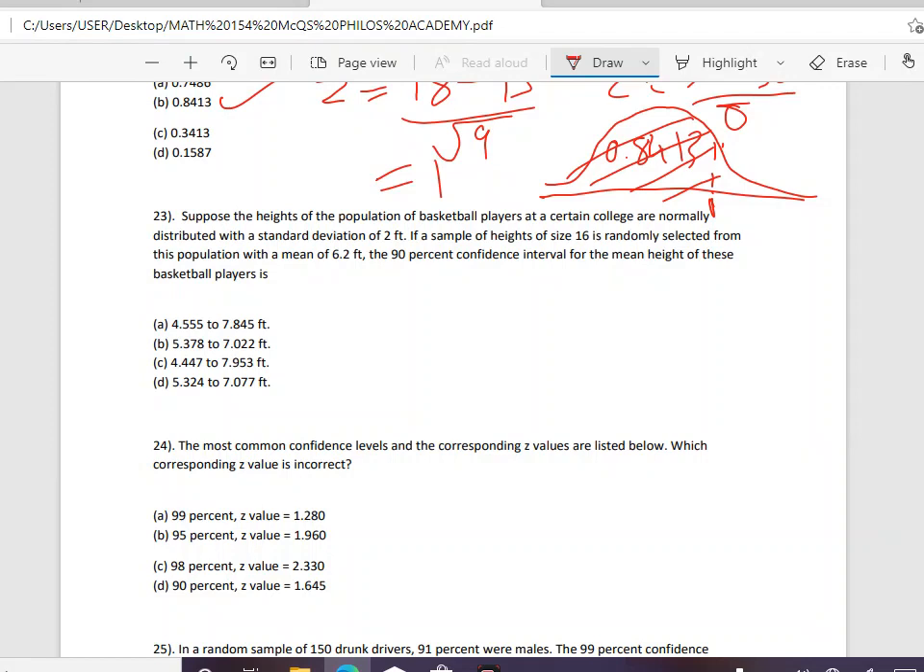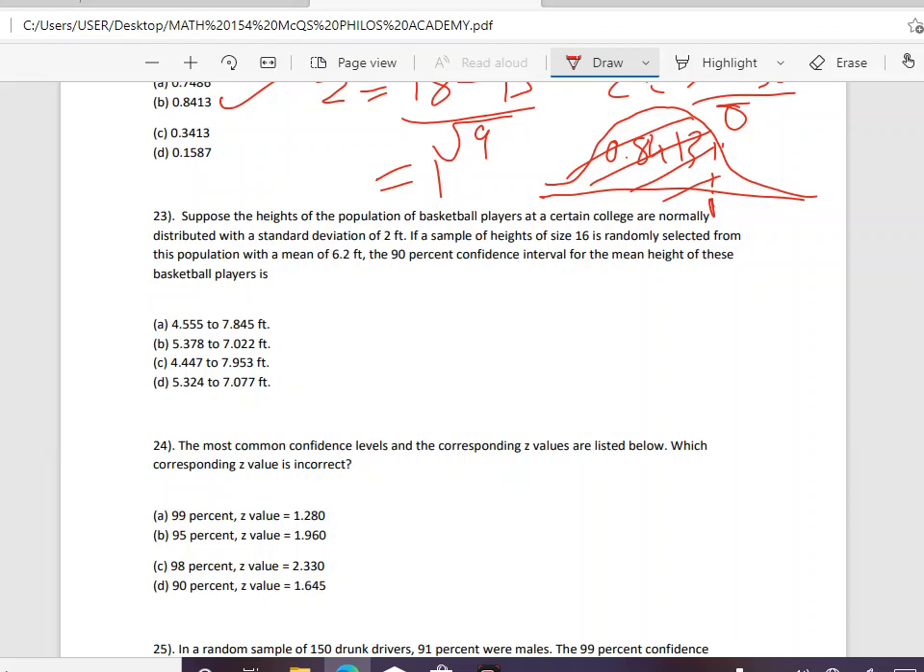Question 23. Suppose the heights of a population of basketball players at a certain college are normally distributed with a standard deviation of 2 feet. Now, if a sample of size 16 is randomly selected from this population with a mean of 6.2 feet, the 90% confidence interval for the mean height of these basketball players is... To solve this, they want you to find the confidence interval.